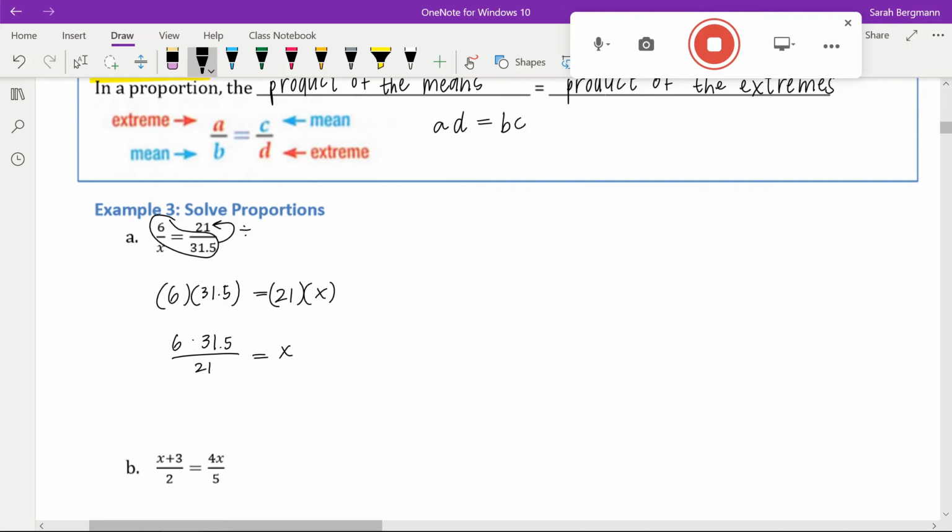So we'll multiply 6 times 31.5, that gives us 189. Divide that by 21, and we'll get 9.